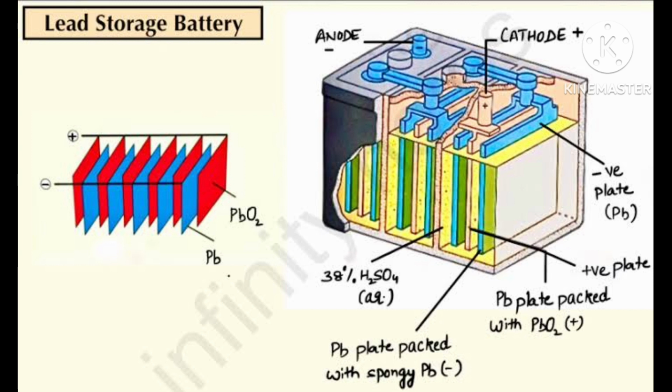Now I am going to talk about secondary batteries. Primary batteries you have seen. Primary batteries, I told you, can be used only one time. After use you can throw it, use and throw. But a secondary battery is a rechargeable battery. After use you can recharge again.